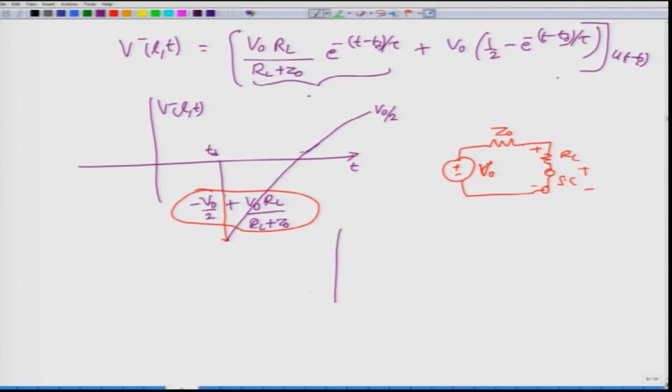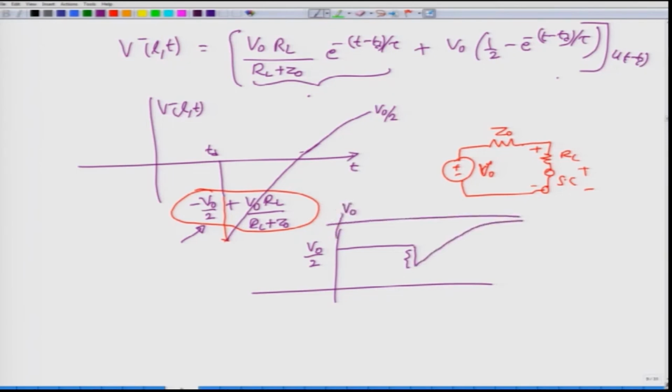And if you look at the source voltage now, initially you are putting out a voltage of V0 by 2, and then there will be a jump here. The amount of jump that you are going to see down, which has not completely gone to 0, is clearly this one that is marked in the red circle. From here it will go on, eventually asymptotically reaching V0. So by looking at the magnitude of the jump, you will be able to find out the value of RL.